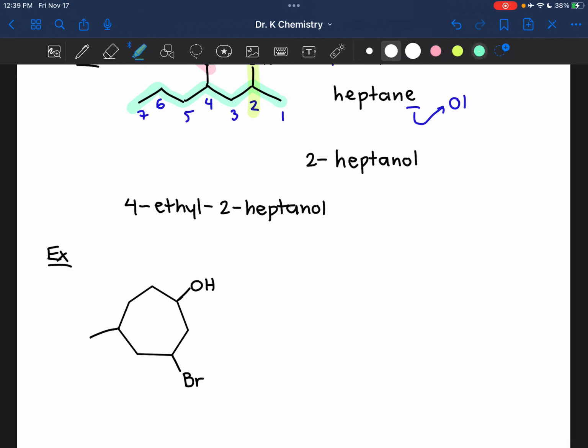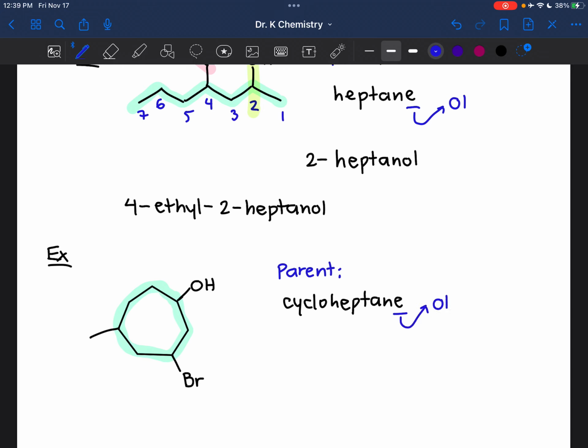All right, the first thing I'm going to do is figure out the parent name. This ring contains 7 carbons and it's cyclic. If it was a regular alkane, we would call it cycloheptane. Cyclo to indicate that it's cyclic, hept to indicate that it has 7 carbons in the ring. But because it's an alcohol, we'll change that E ending to "ol," and that becomes cycloheptanol.